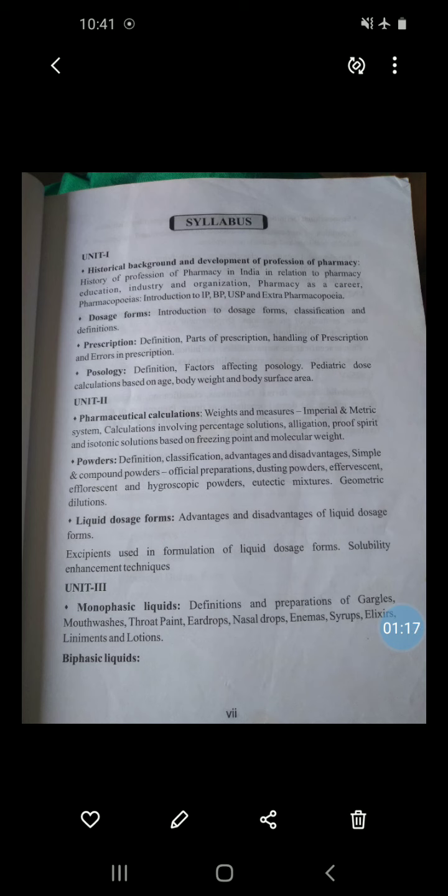Then we will see the syllabus of our practical. First of all, the syllabus of our Pharmaceutics-I theory as well as our practical is almost the same. Keep in mind what I am saying: the syllabus of our practical as well as theory of Pharmaceutics-I is almost the same.